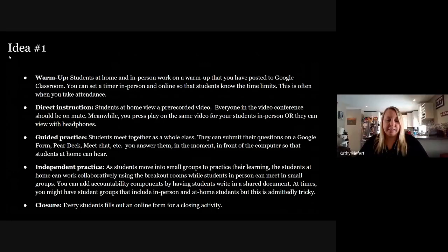Moving on here with this idea, next is guided practice. So you can have the students meet together as an entire class, and then this is where they get to ask questions based on that video that provided the instructions. And so there's multiple ways that you can do this. They can submit them through a Google form, and the teacher can have that form pulled up and view those responses live in order to respond to those questions.